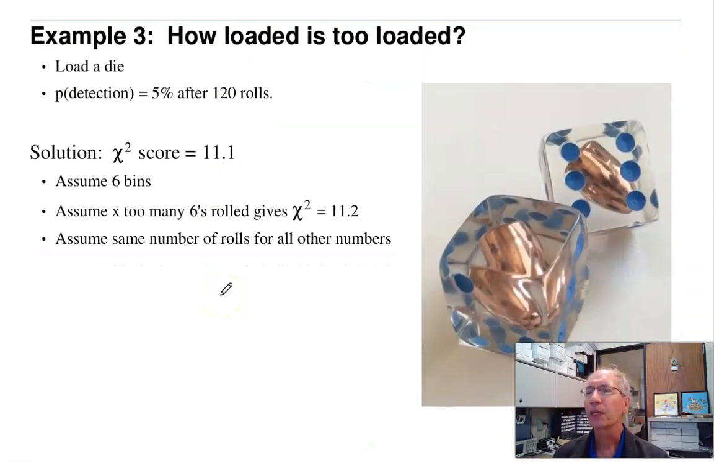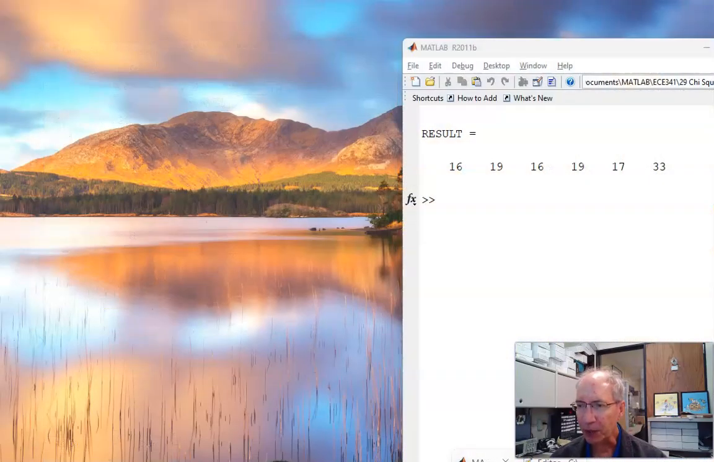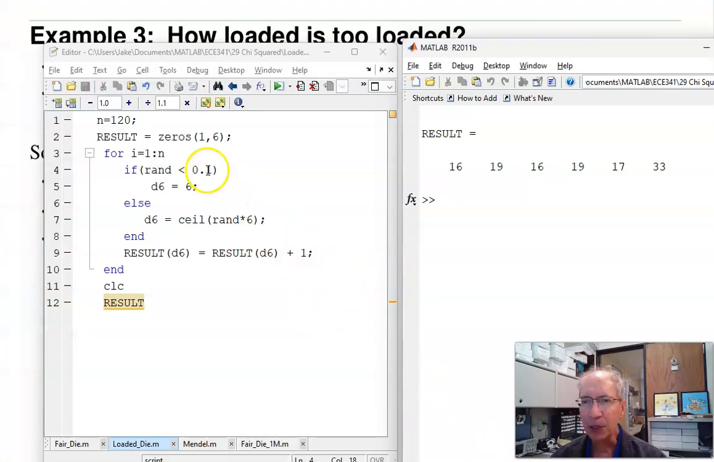Here's a question for you. This is also a chi-square test. How loaded is too loaded? Okay, we kind of looked at that before, back in MATLAB. If I get greedy and say I'm going to load the dice with 99% loading, here's what I get. It's pretty obvious I'm getting too many sixes, so 99% loading is way, way, way too much.